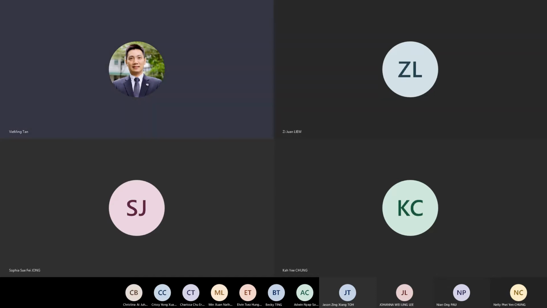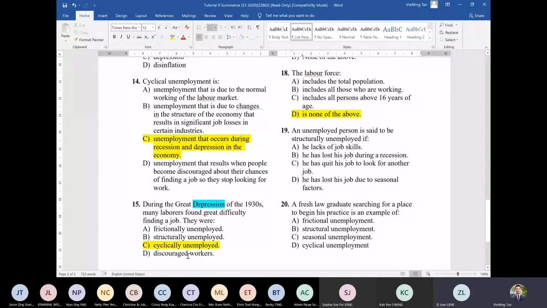Okay, number 19. An unemployed person is said to be structurally unemployed if A, he lacks job skills. Structural, right? So structural is due to job skills not able to meet the market demand. So the best answer is A.